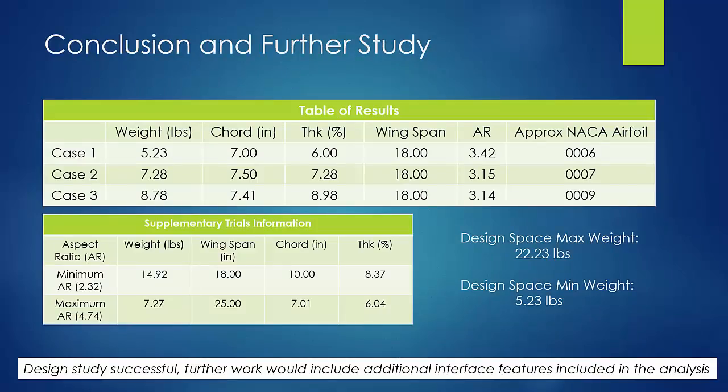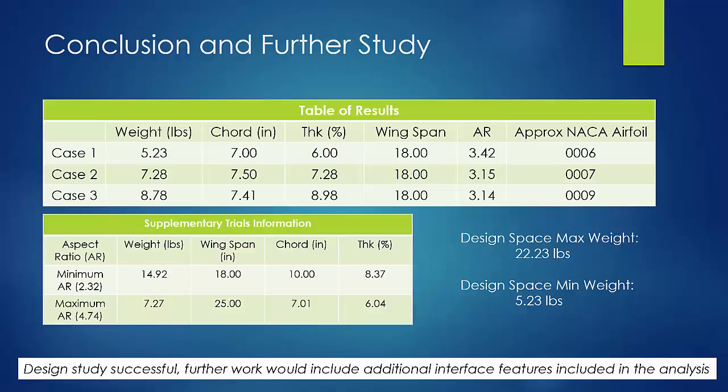In conclusion, from our table of results, we can say the best case is case 2. It generated a good weight compared to the performance of the wing, and it still maintained our aspect ratio and all our structural requirements. As you can see, the wingspan was kept close to its minimum, as well as the chord, and thickness was the key player in order to minimize the weight and maintain the structural integrity.